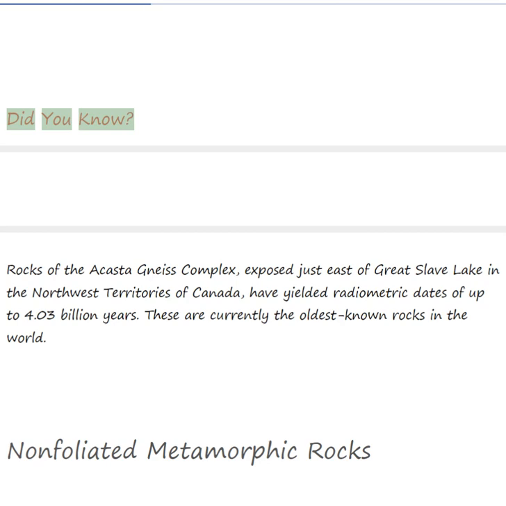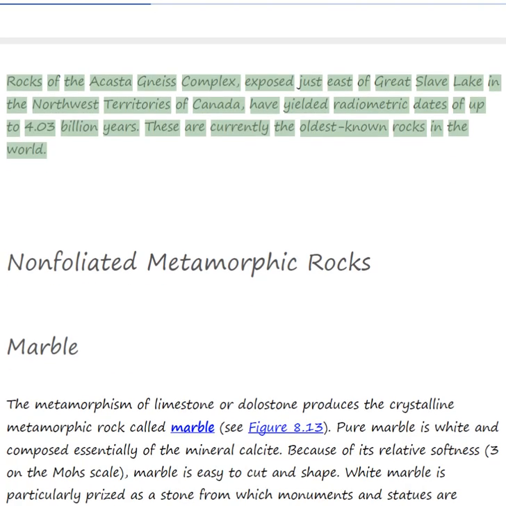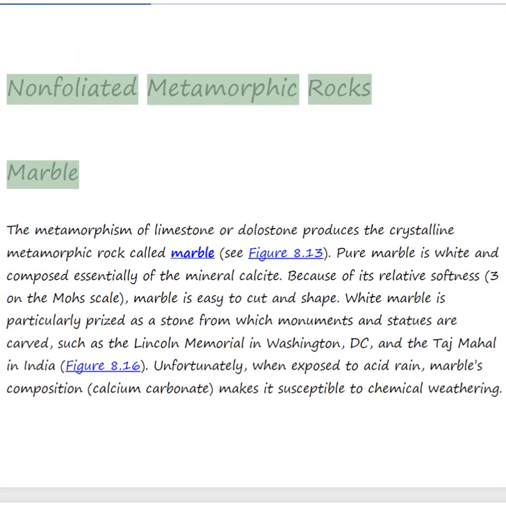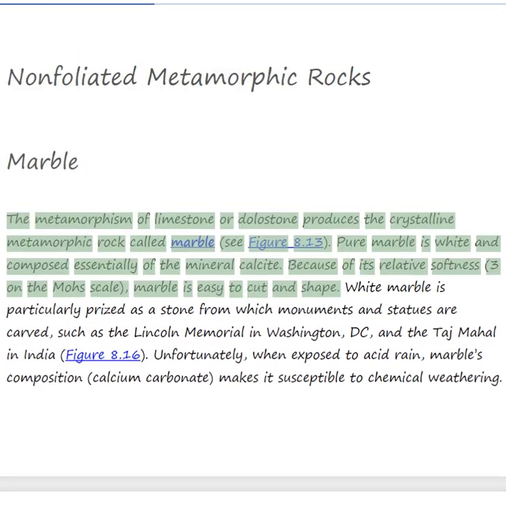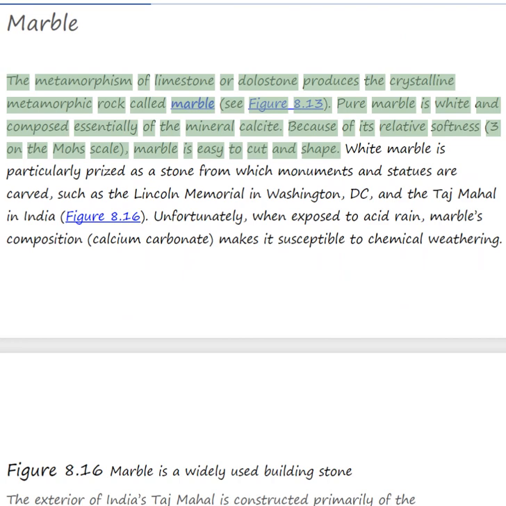Did you know? Rocks of the Acasta Gneiss Complex, exposed just east of Great Slave Lake in the Northwest Territories of Canada, have yielded radiometric dates of up to 4.03 billion years. These are currently the oldest known rocks in the world. Non-foliated metamorphic rocks. Marble. The metamorphism of limestone or dolostone produces the crystalline metamorphic rock called marble.